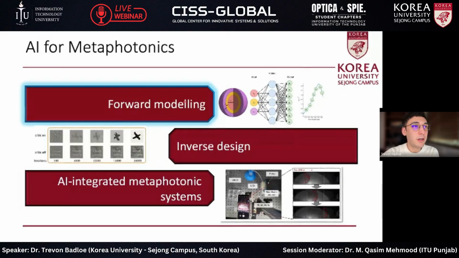In terms of forward modeling, the idea is that instead of using simulators to simulate the optical properties of these structures, we can train neural networks to very quickly give us the optical properties. And so this is the main idea of forward modeling.